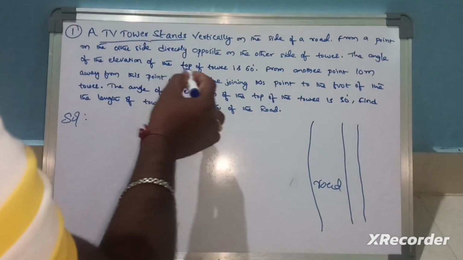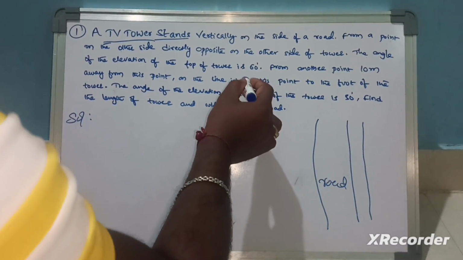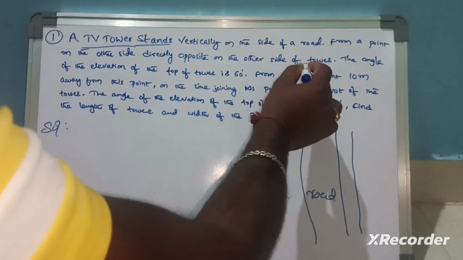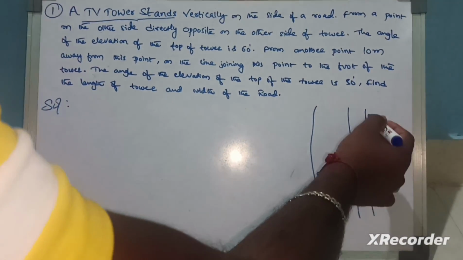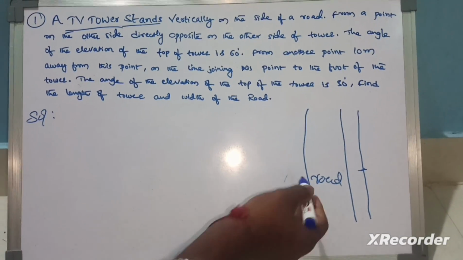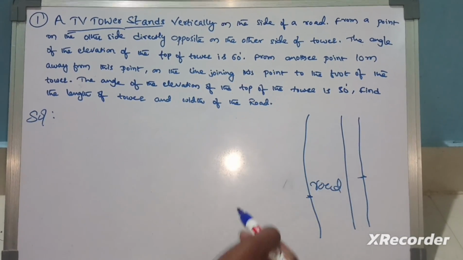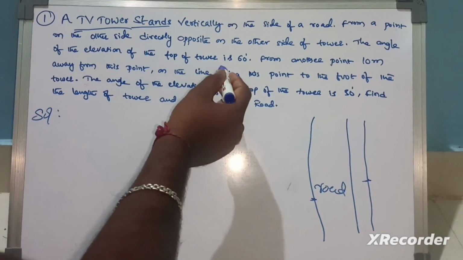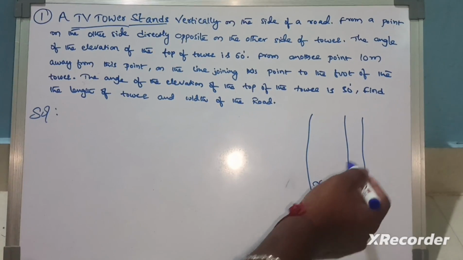Okay, the angle of elevation of the top of the tower is from a point on the other side, directly opposite on the other side of the tower. Okay, a point anywhere in between here. Now the angle of elevation of the top of the tower is 60 degrees.